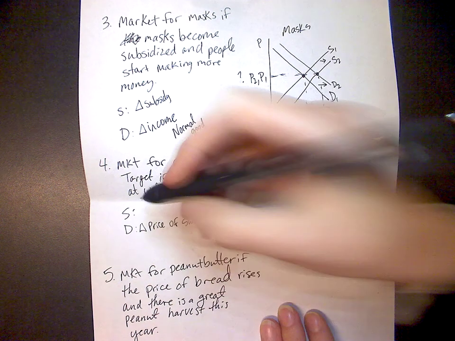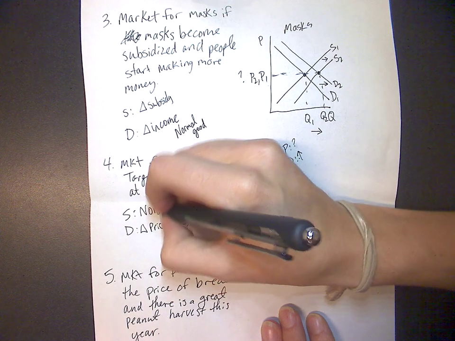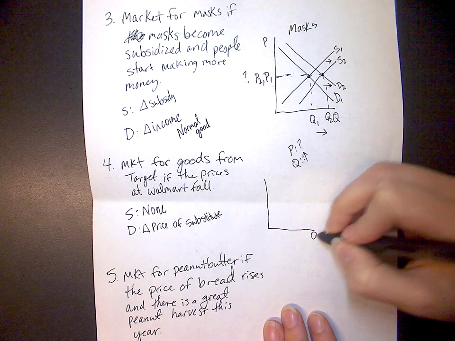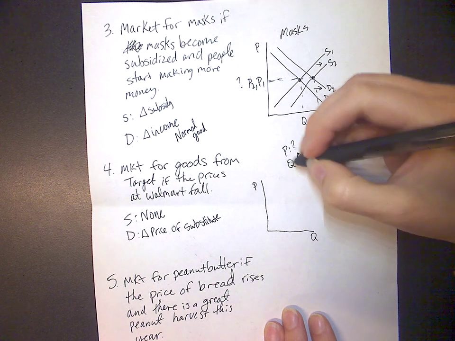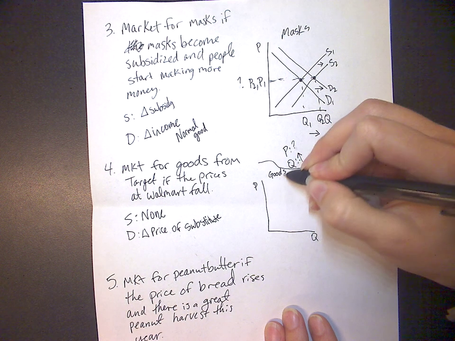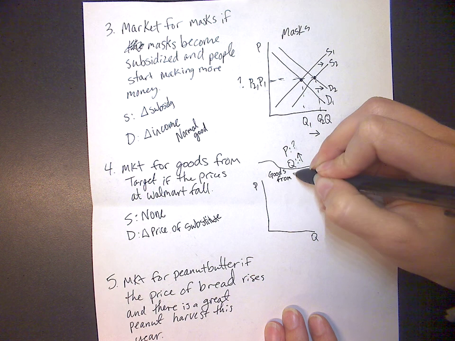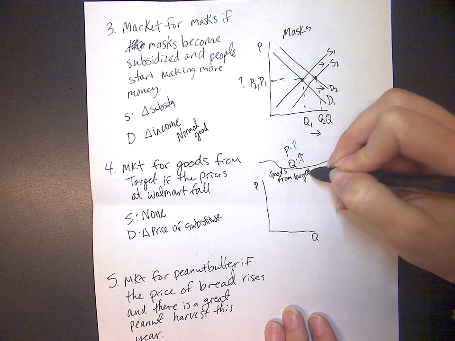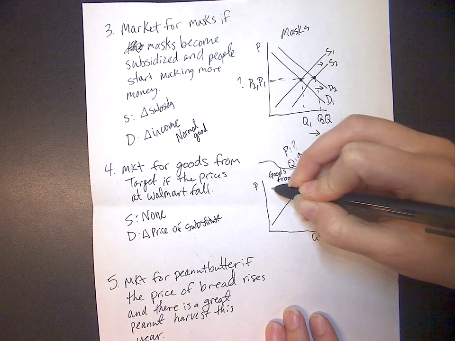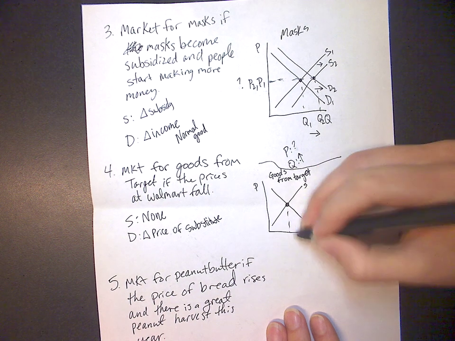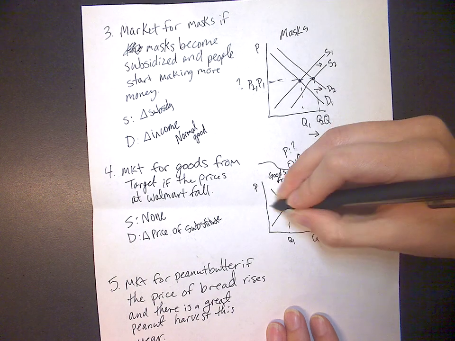Okay, and then there's no supply shift, okay? Nothing that changes the ability of Target to make its goods. Okay, so we title this goods from Target. Goods from Target. We have a supply and demand curve. Okay. We have Q1, P1.